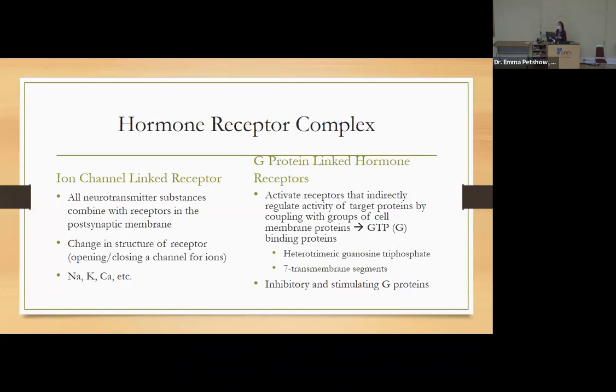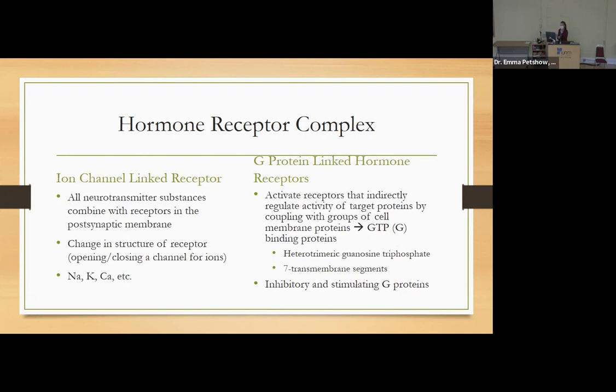With ion channel-linked receptors, you can think of all your neurotransmitter substances combining with those receptors in the postsynaptic membrane. They're going to change the structure of the receptor, like an opening or closing channel for ions, and affect sodium, calcium, potassium entry into a cell. So neurotransmitter-based substances, like norepinephrine, bind to these receptors, change a channel, and affect the intracellular concentration of typically sodium, potassium, calcium, our main ions.